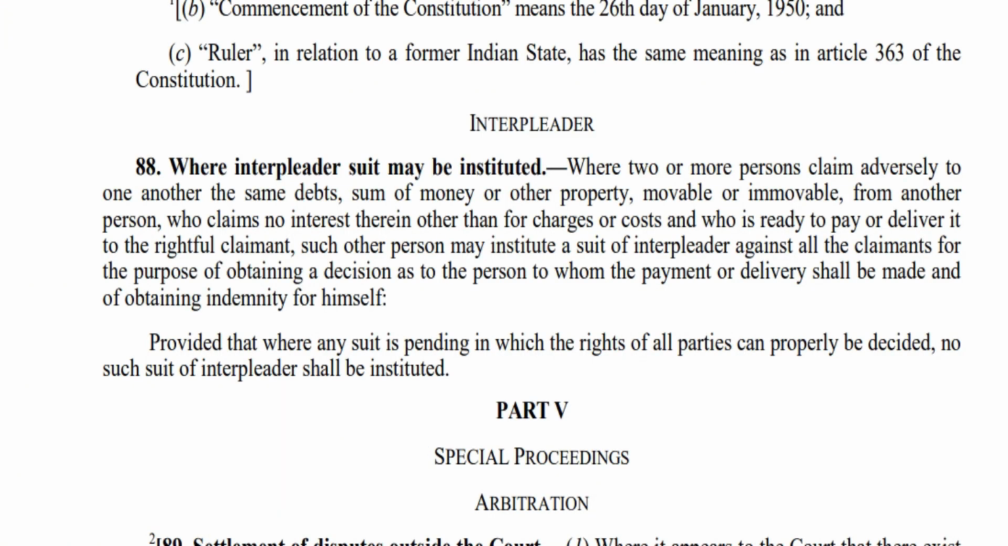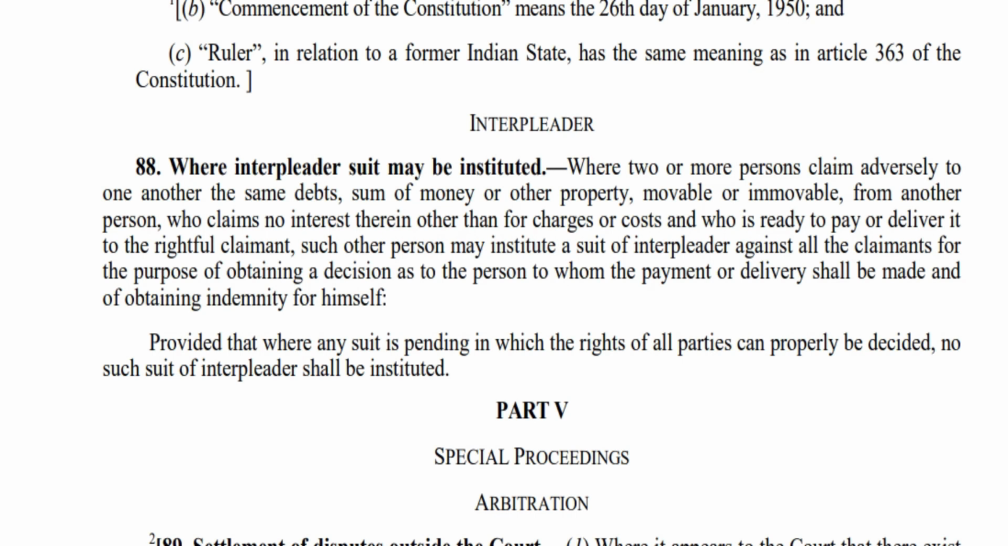Interpleader, section 88, where interpleader suit may be instituted. Let us try to understand this by way of an example. Imagine there is one person A. He has got two children, B and C. This person A lets out his building to one Mr. X, who is the tenant in that particular building. A is collecting rent from X. Suddenly, due to some untoward incident, A dies.